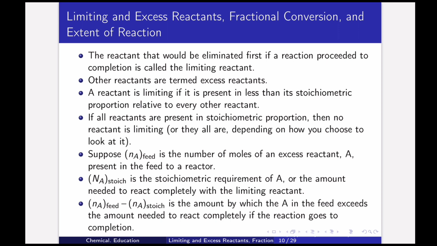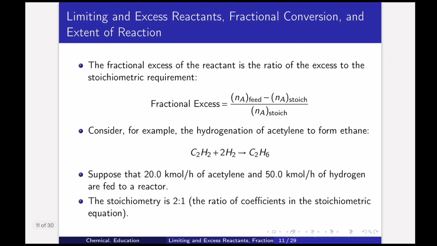Suppose N_A feed is the number of moles of an excess reactant A present in the feed to a reactor. N_A stoichiometric is the stoichiometric requirement of A, or the amount needed to react completely with the limiting reactant. So N_A feed minus N_A stoichiometric is the amount by which A in the feed exceeds the amount needed to react completely if the reaction goes to completion. So this is the excess amount of that reactant. Now what will be the fractional excess? It is (N_A feed minus N_A stoichiometric) divided by N_A stoichiometric.